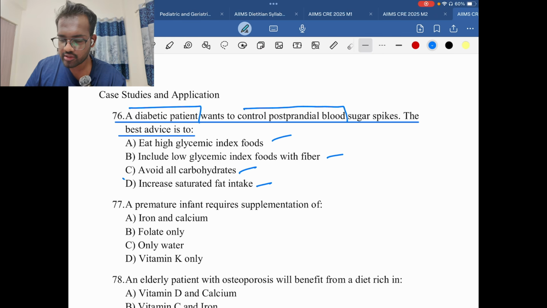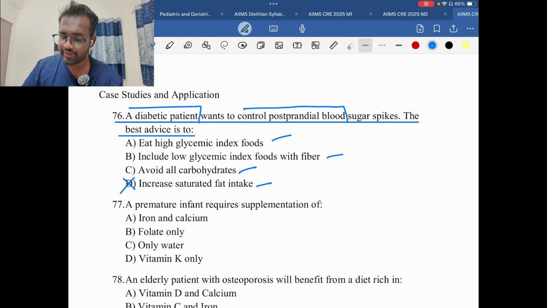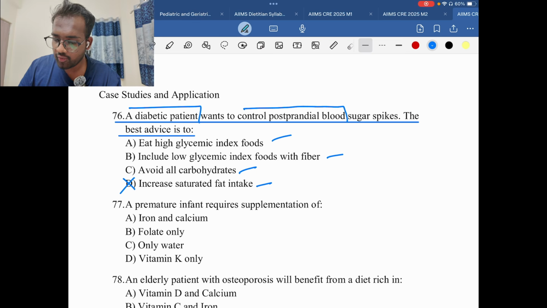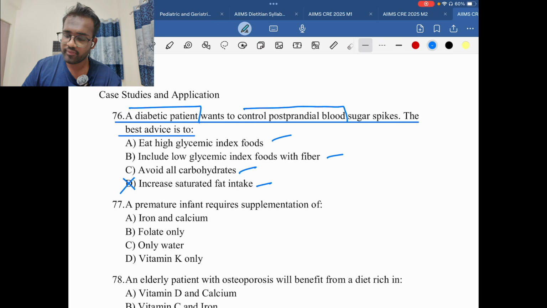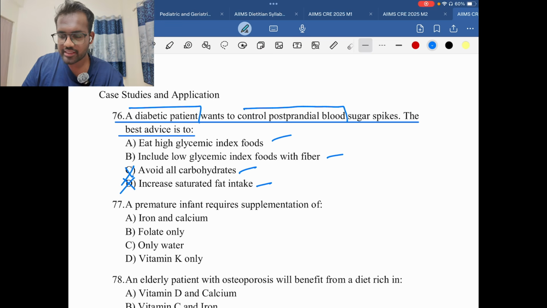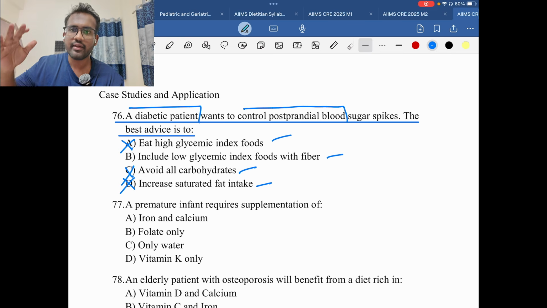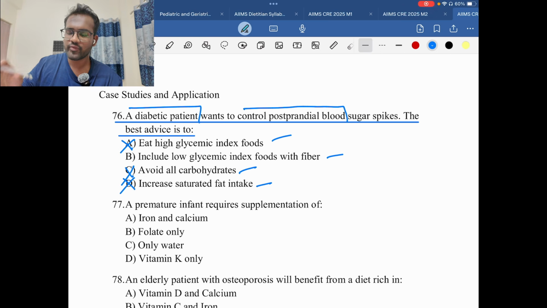Increase saturated fat is not recommended because it will increase the cholesterol levels, so it is not related to the blood sugar levels. And avoid all carbohydrates: we don't avoid all carbohydrates because we need carbohydrates to survive, for the energy. But the carbohydrate level will be less compared to a normal individual. And eating high glycemic index food we also don't recommend, because high glycemic index food spikes the blood glucose level so fast, so high. So it is not recommended.